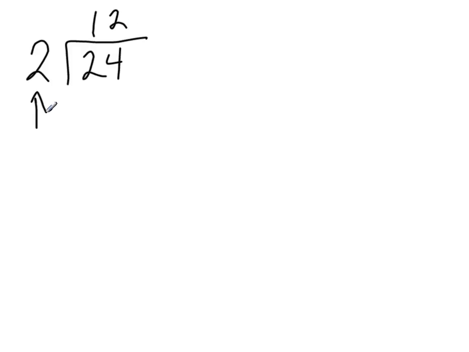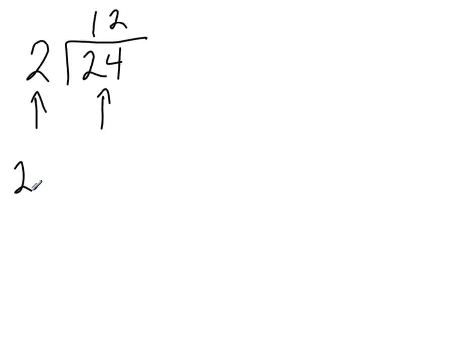Take a look at the concept of dividing decimal numbers by decimal numbers. Before we begin, let's take a look at the idea that 2 goes into 24. We know that 2 goes into 24 12 times. How will the answer change if I multiply the 2 by 10 and the 24 by 10?